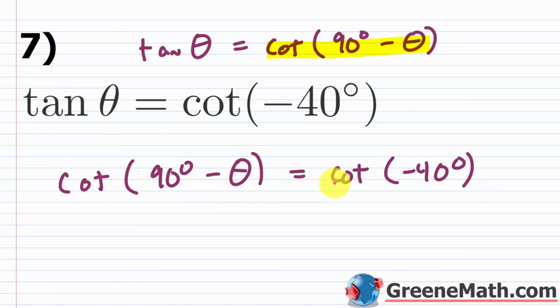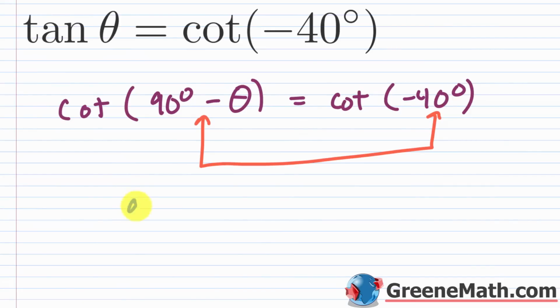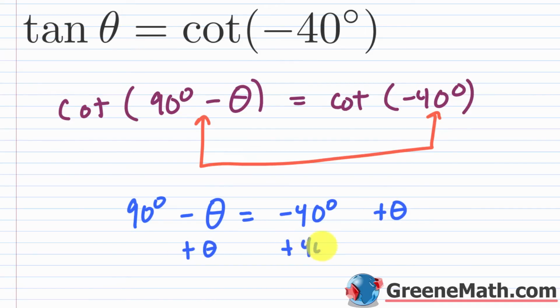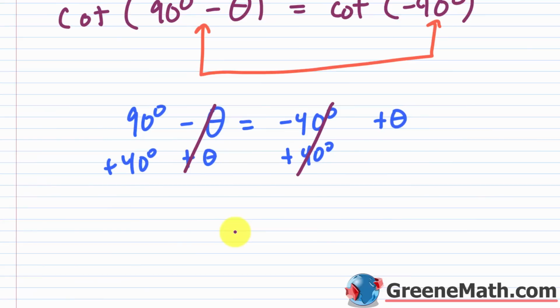Now, the reason this works is because you have cotangent over here and cotangent over here. So the only way that this can be equal is if this angle measure here is equal to this angle measure here. So what we'll do is say that 90 degrees minus theta is equal to negative 40 degrees. And what I'll actually do is add theta to both sides and add 40 degrees to both sides. And let's just go ahead and say that this would cancel and this would cancel. And I'm just going to flip it around. I'm going to say theta is equal to 90 degrees plus 40 degrees is 130 degrees. All right, so this would be my solution.